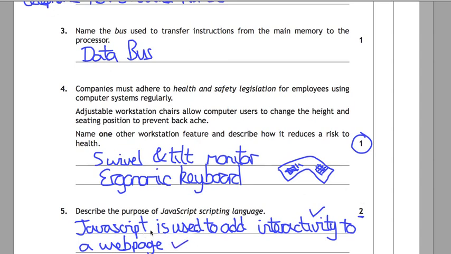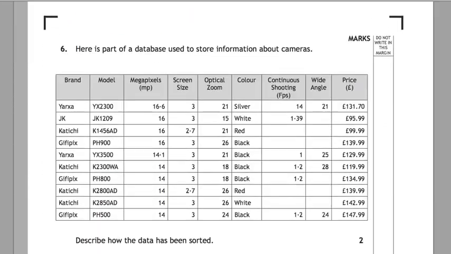So you could say JavaScript could add validation to a form in a web page, or JavaScript could add interactivity to a form in a web page, or JavaScript could add dynamic content to a web page. The main thing is it's used in the web pages. So if you get that, you get another 2 marks. Now I'll scroll down to the next page.